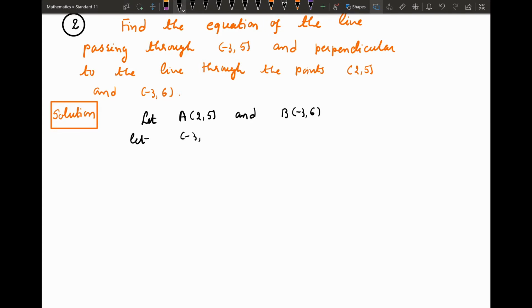Let (-3, 5) belong to line L, where L is perpendicular to line AB. So we have to find the equation of line L. Check this one.